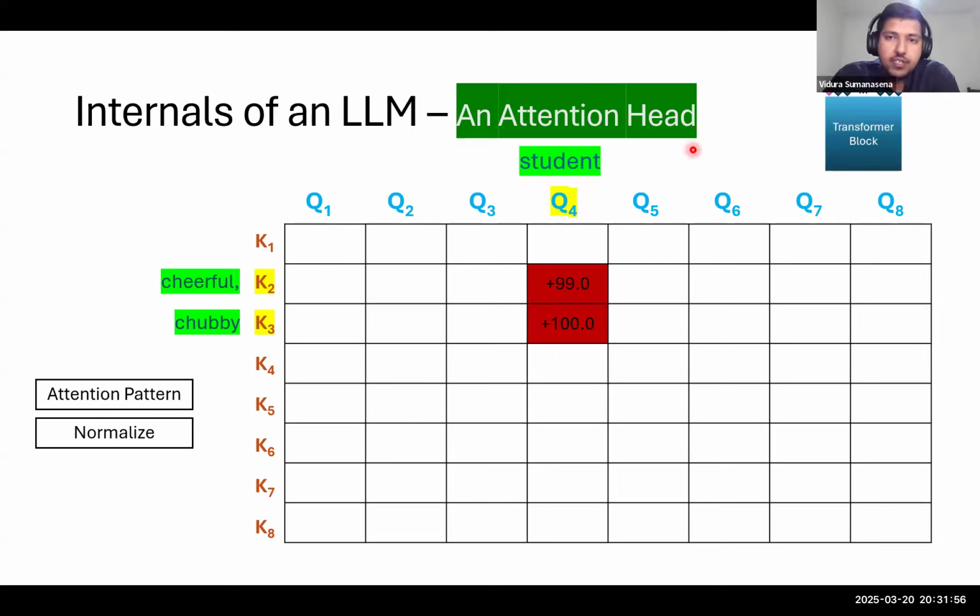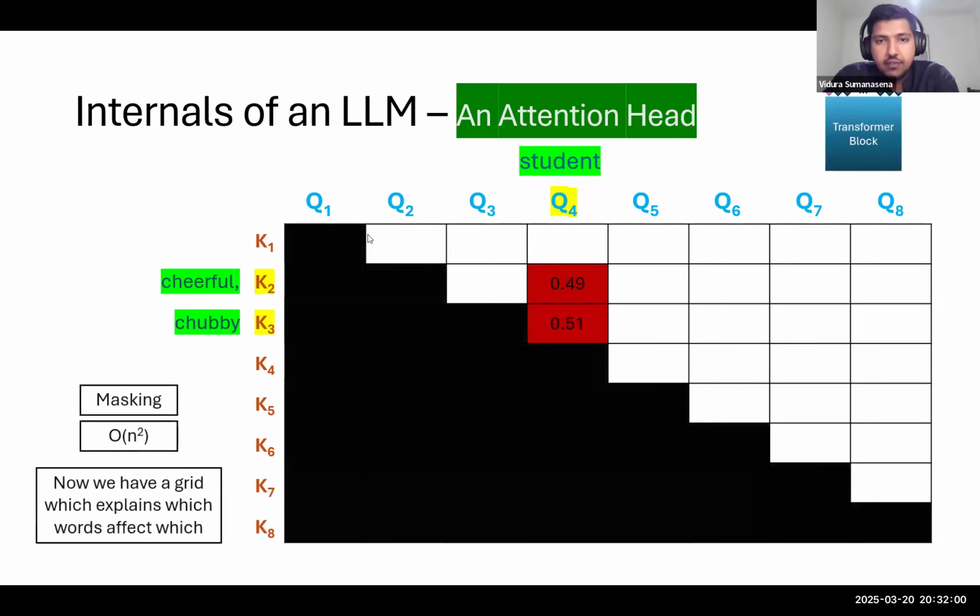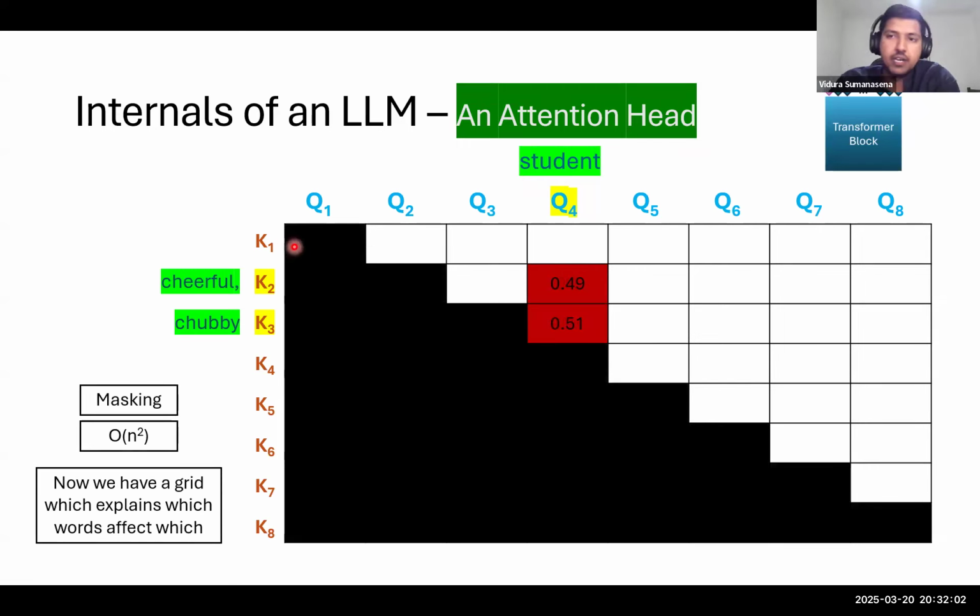Next, in this attention head, it will do something called masking, just to prevent the model from learning from the future words. This word has to have connections with prior words, right? It can't have connections with future words. So in order to prevent that, we basically remove this section.